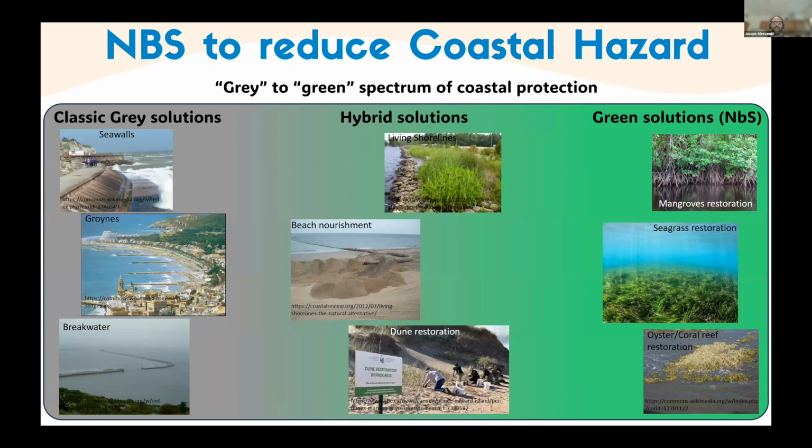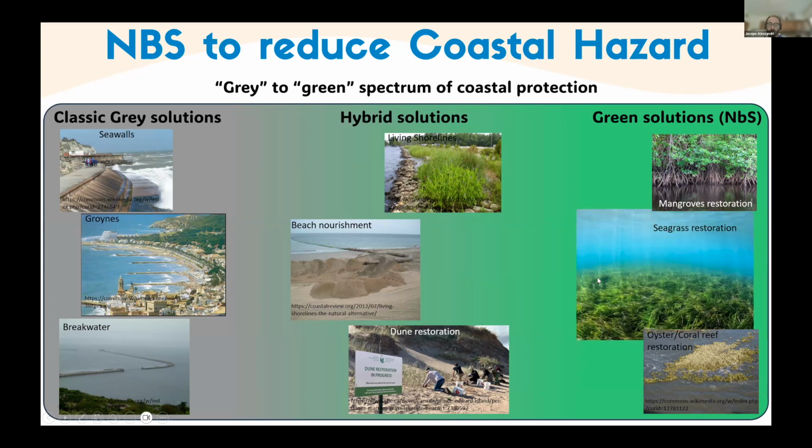what is the spectrum of coastal protection. We can have a gray to green spectrum, from the so-called gray solutions, like seawalls, groins, and breakwaters. Then what we can call hybrid solutions, so living shorelines that are a mix of natural environment with some engineered coast, and beach nourishment, that are very useful but unfortunately don't act on the causes of the erosion, and the restorations. And then what we can call green solutions, that are the nature-based solutions: the restoration of mangrove forests, of seagrass meadows, and also coral reef and oyster reef. But today we will focus on seagrass.